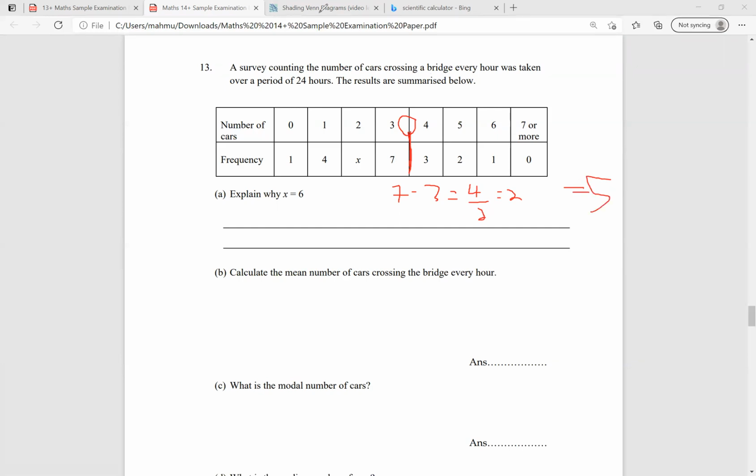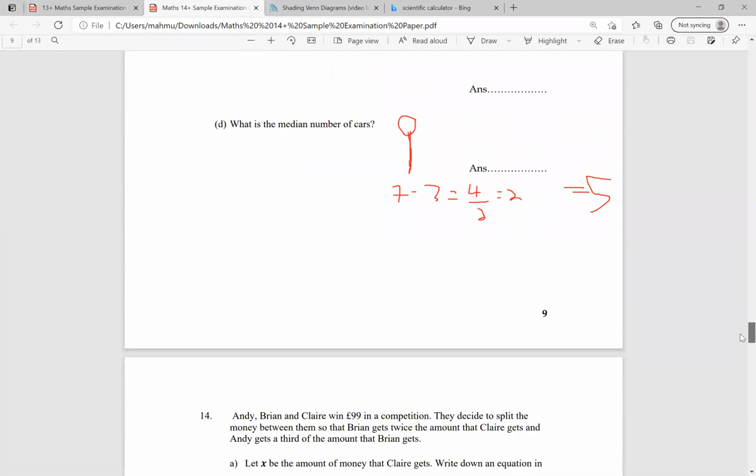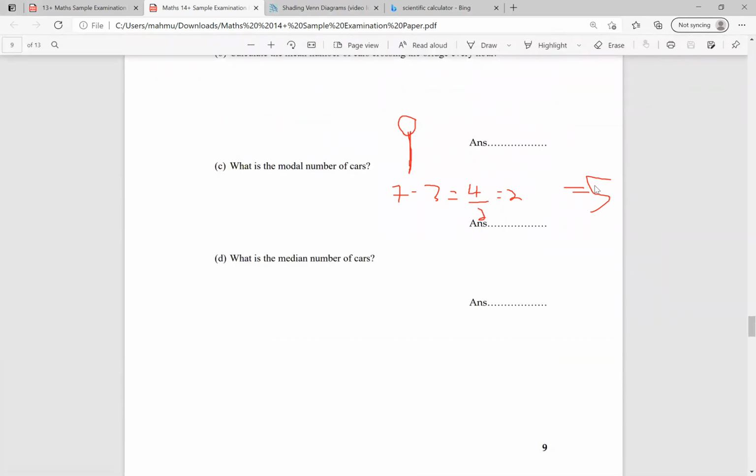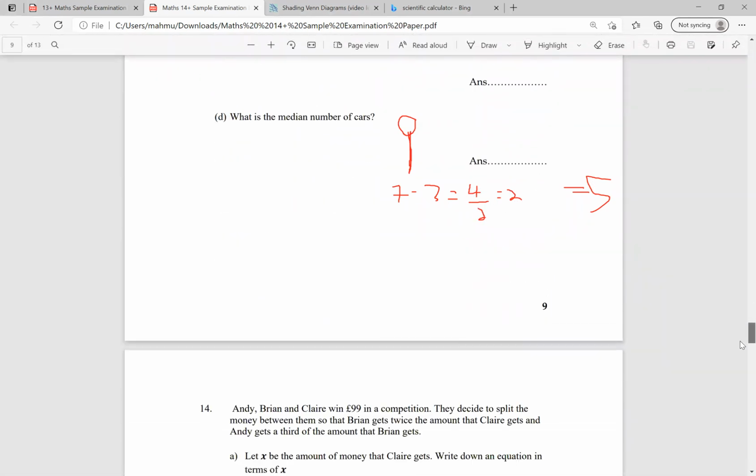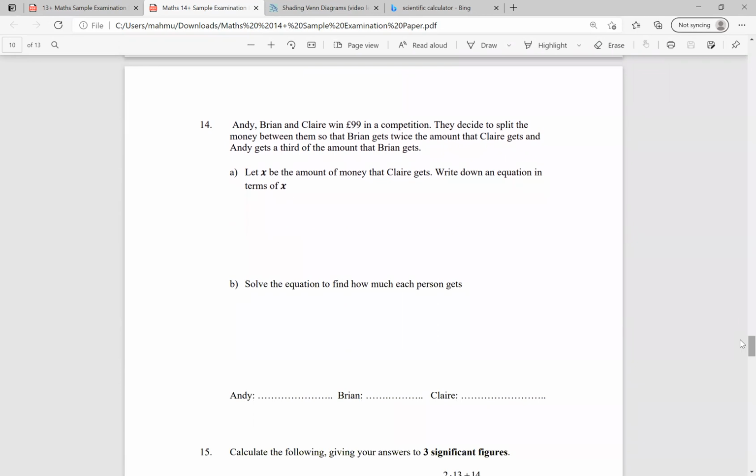So the median number, or the middle number, is 5. Does that make sense? Okay, now you work this out.